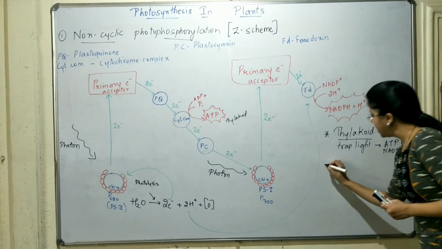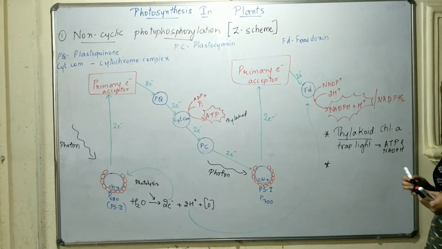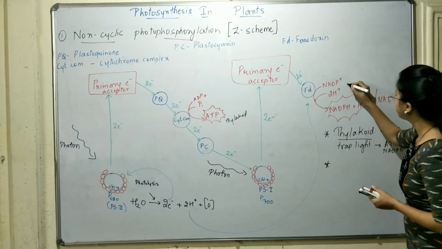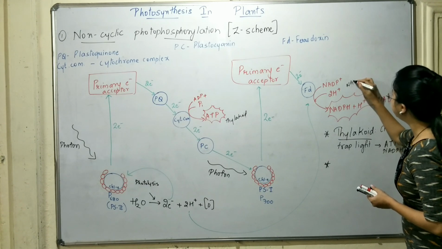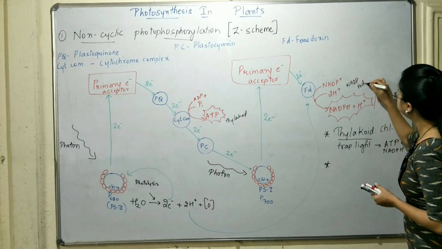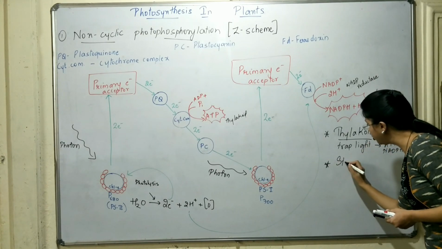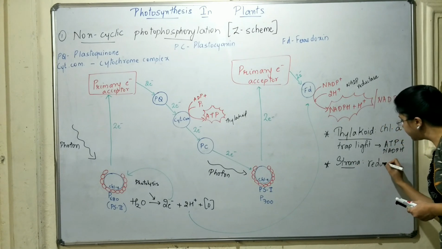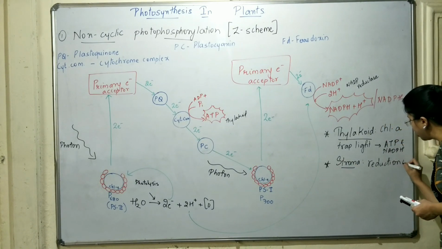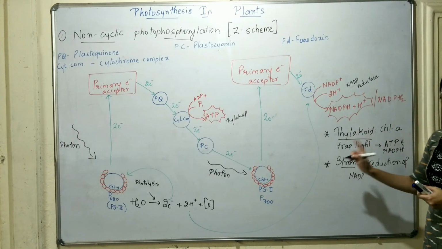But the conversion of these, the reduction of NADP to form NADPH, is possible because of an enzyme called NADP reductase. This NADP reductase enzyme is actually present in the stroma. So you can say that reduction of NADP is going to take place in the stroma part.